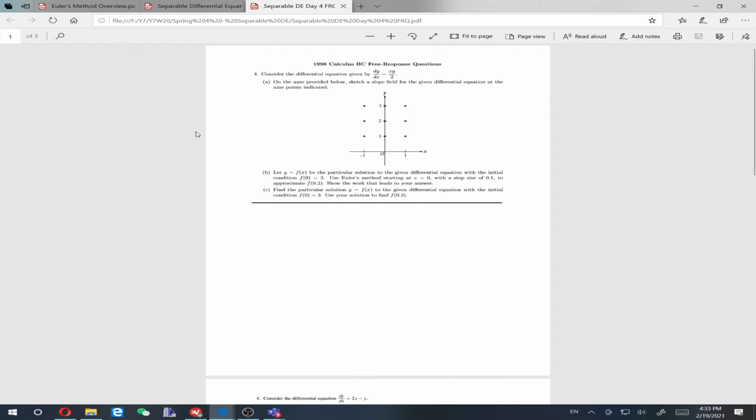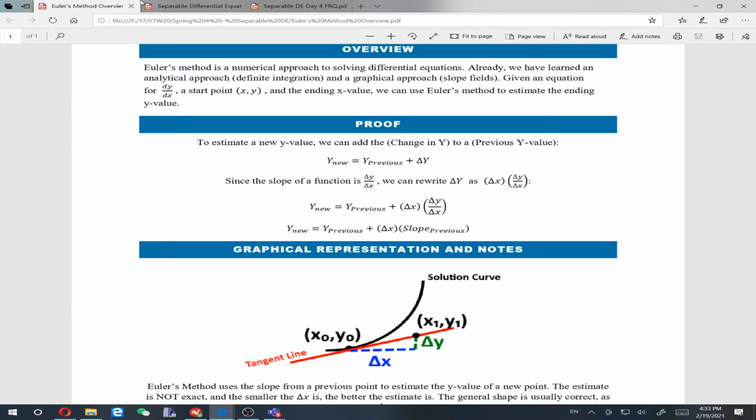Alright, welcome back. So, I'm going to start really quickly with an overview of Euler's method. Euler's method is a way we can use to solve differential equations. You know it from the formula as y new equals y previous plus a change in x times the slope. But what we're going to use it for is to make estimates of an integral.